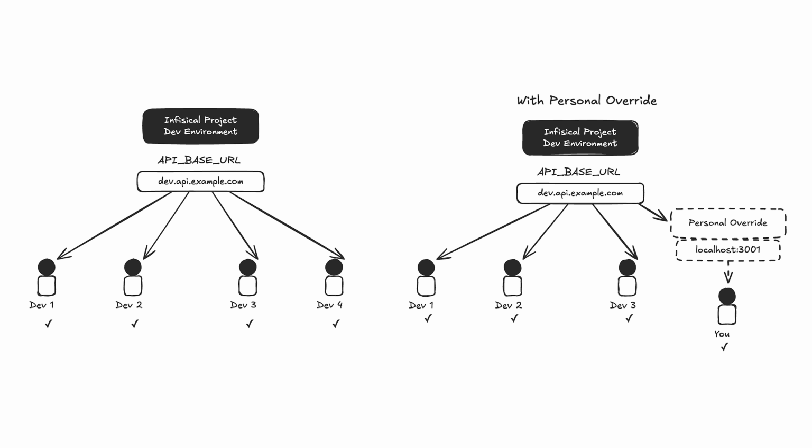But now you're working on a feature where you need to run an API service locally. You need API base URL to point at localhost 3001 instead of this shared dev server, but only for you. If you change the shared value, you break things for every other developer on your team who's pulling from that shared environment. This is exactly what personal overrides solve. You override a secret's value for yourself and only for yourself. The shared value stays untouched. Your teammates keep pulling the original, you get your custom value, and nobody's stepping on each other.